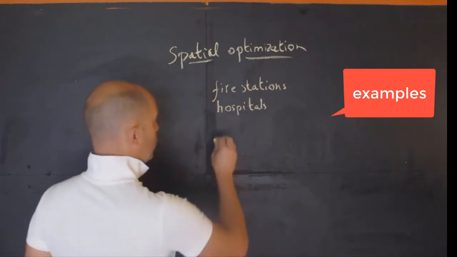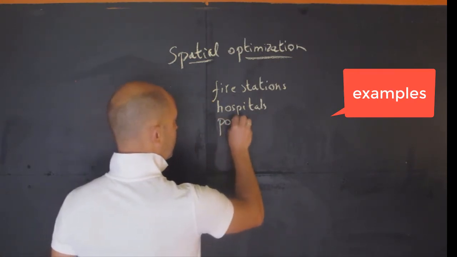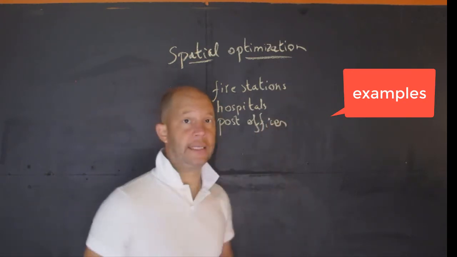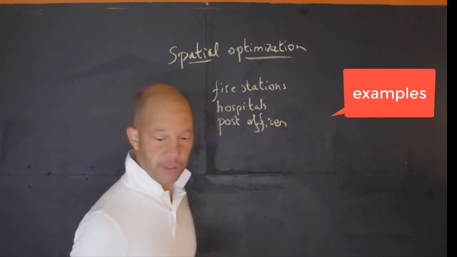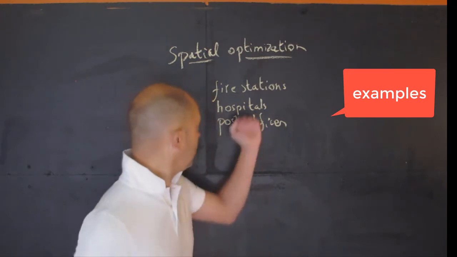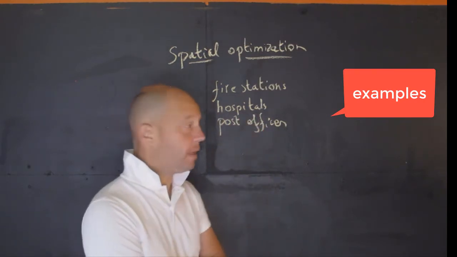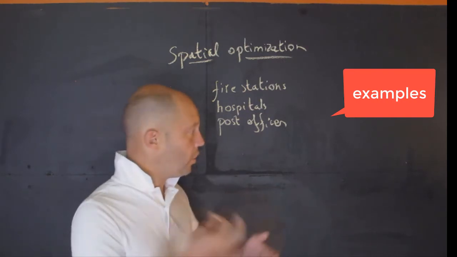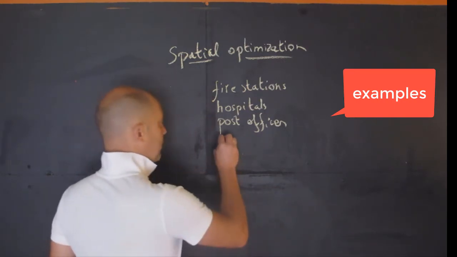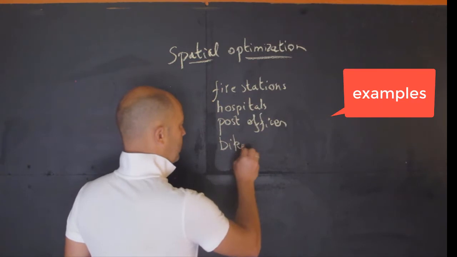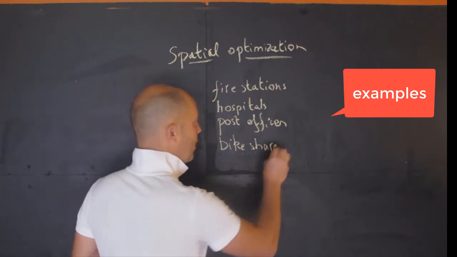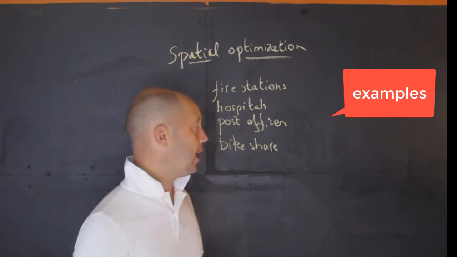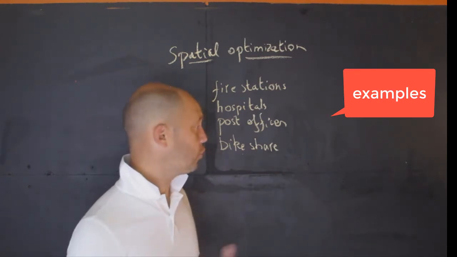We could also have the location of post offices, in the case where you have, for instance, government funding that is decreasing. In that particular case, you may want to decrease the number of post offices. Maybe in rural areas people will drive a longer distance, in urban areas a smaller distance, so you have to optimize that. Another example could be bike share programs. Where will you put the locations where these bikes can be returned, throughout the city?